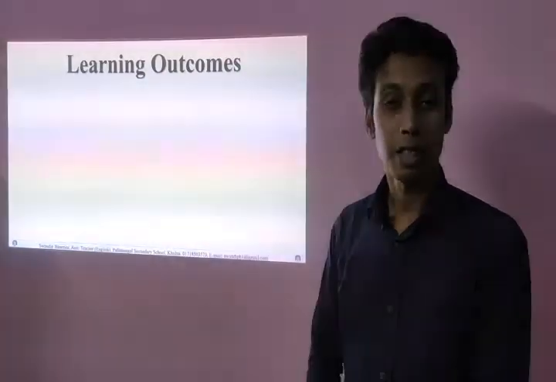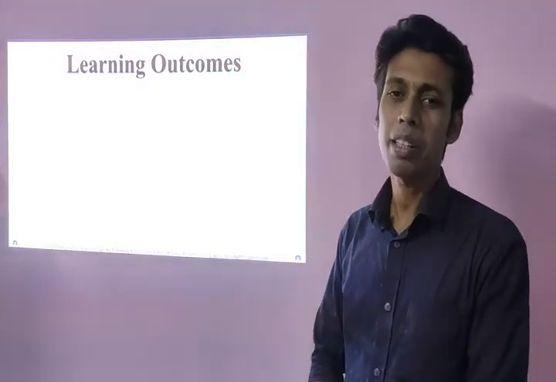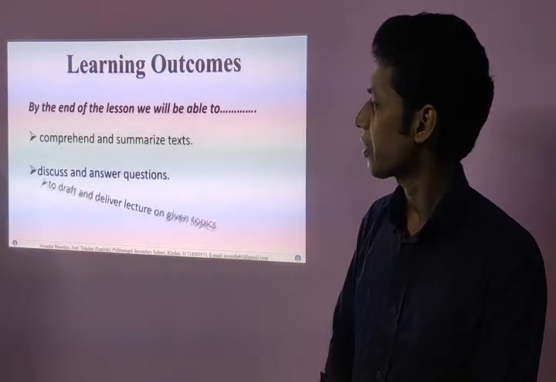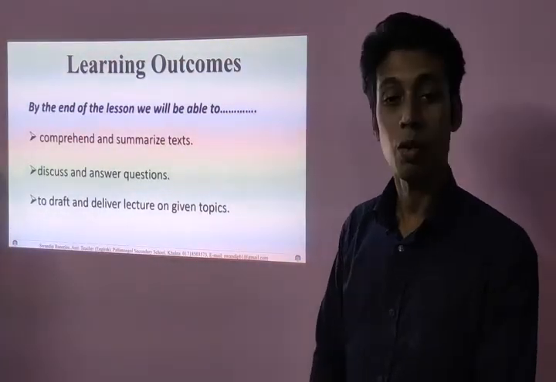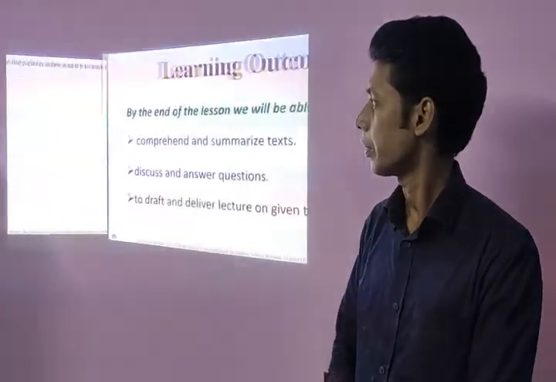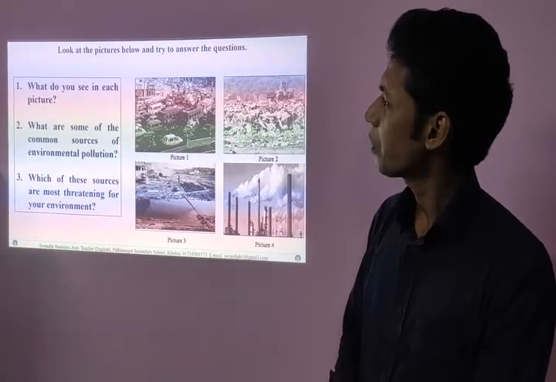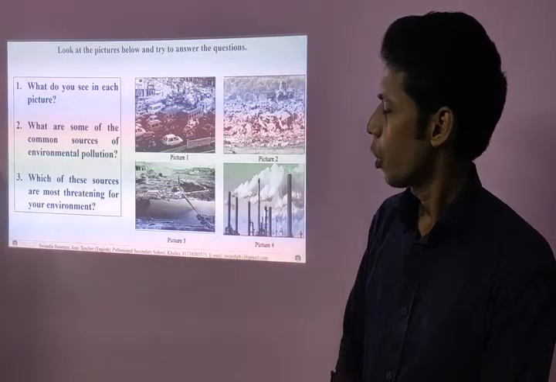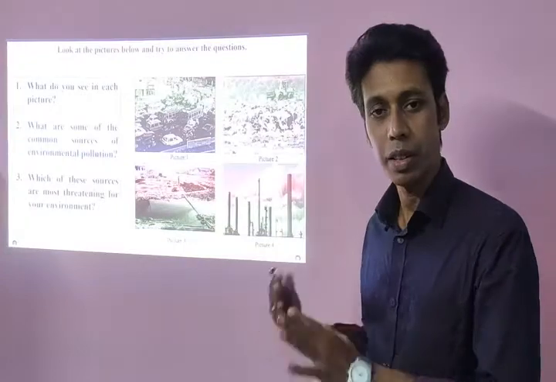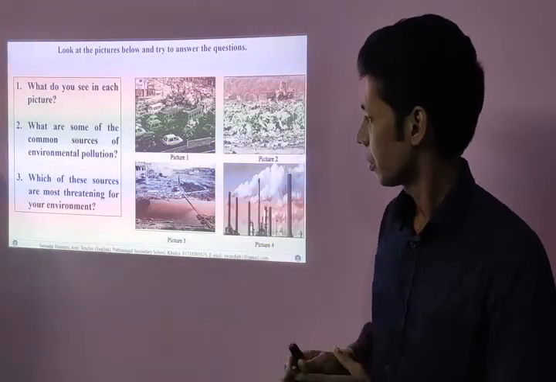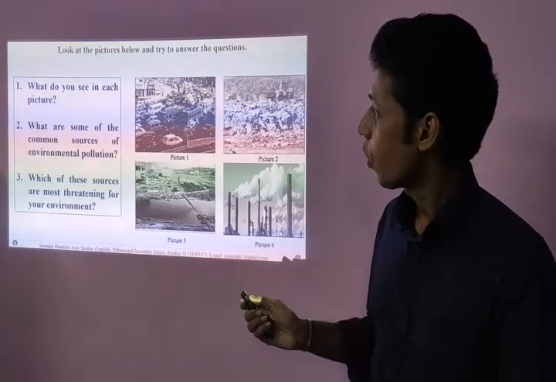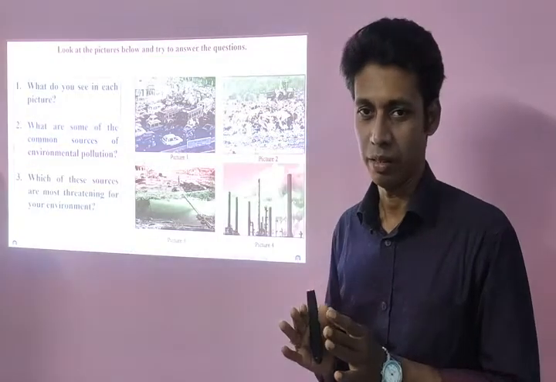Learning outcomes: after completing this lesson, we will be able to comprehend and summarize text, discuss and answer questions, and draft and deliver lectures on given topics, right? Look at the pictures below and try to answer the questions. What do you see in each picture? Here you see there are 4 pictures, picture 1, picture 2, picture 3 and picture 4. So, first question is, what do you see in each picture?